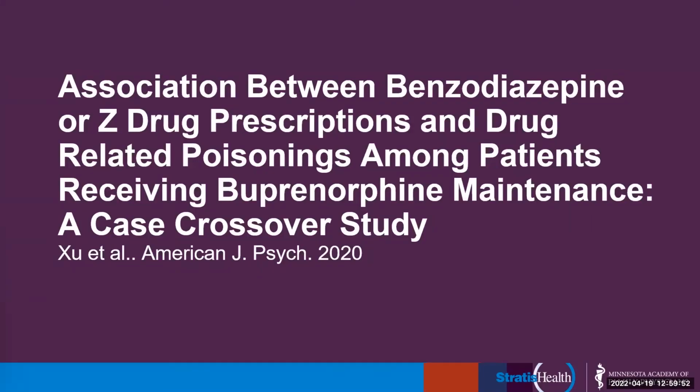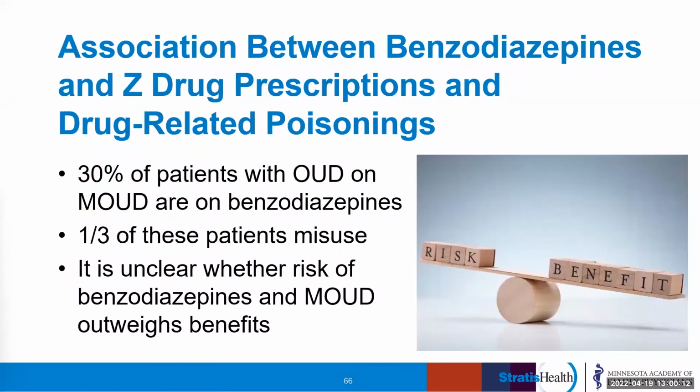Then there was a study that I came across that's very new, which just came out in the last couple of years. It was in the American Journal of Psych, and they were looking at the association between the benzos or Z drugs with drug poisonings in patients receiving bup maintenance, right? So they wanted to see whether or not we had more poisonings or death.